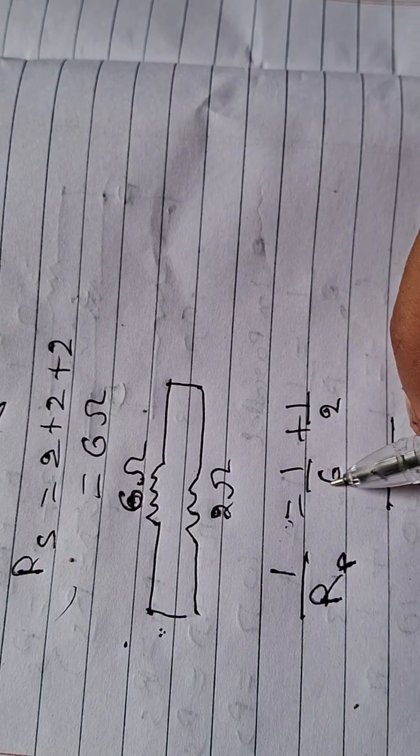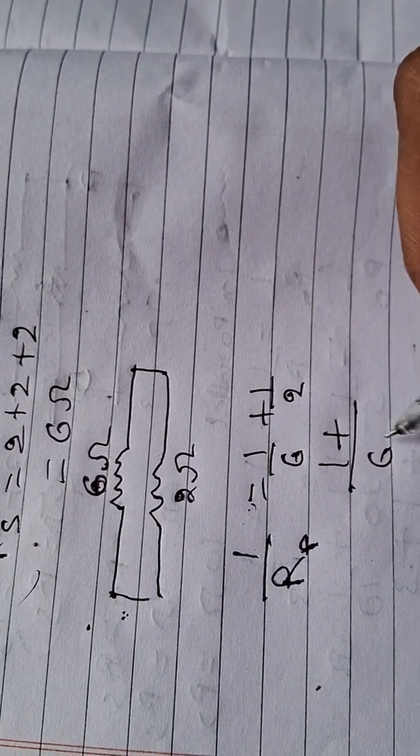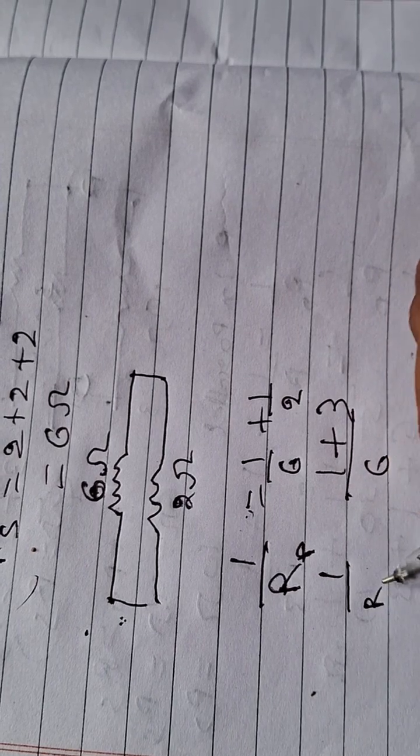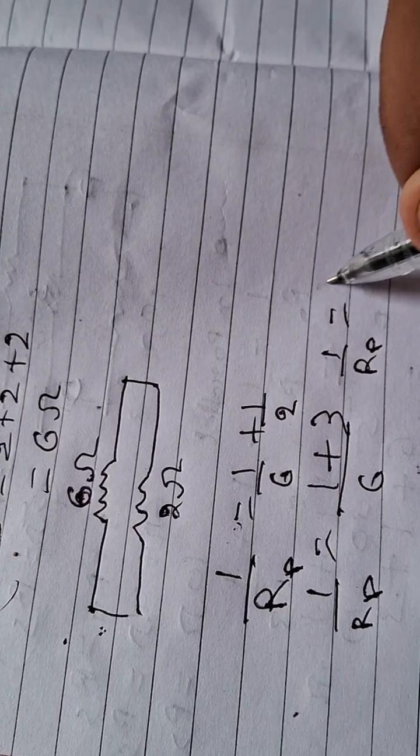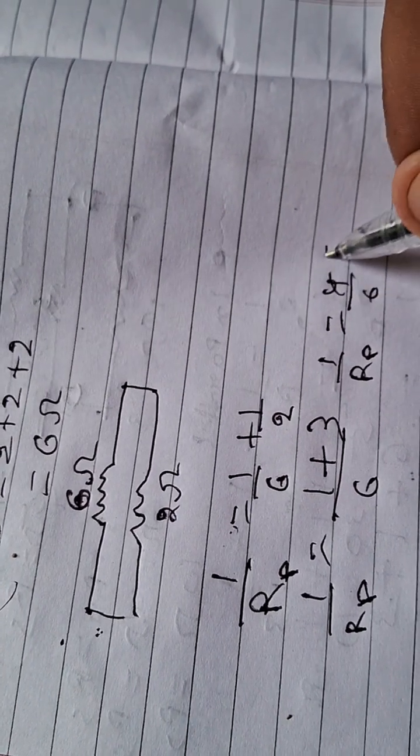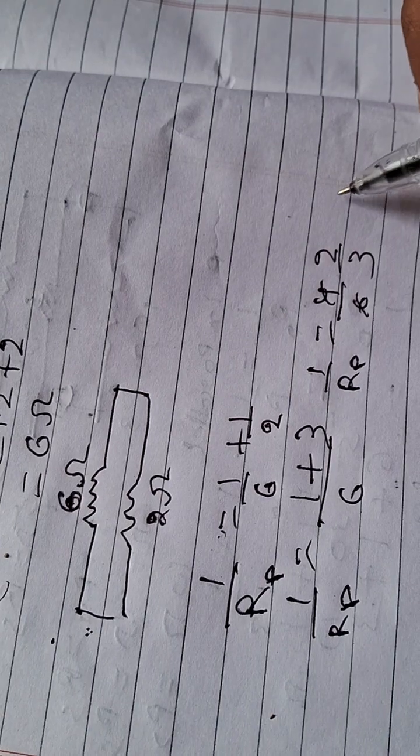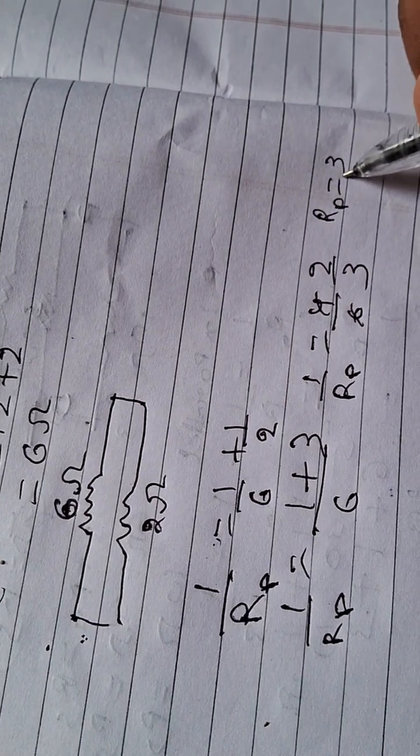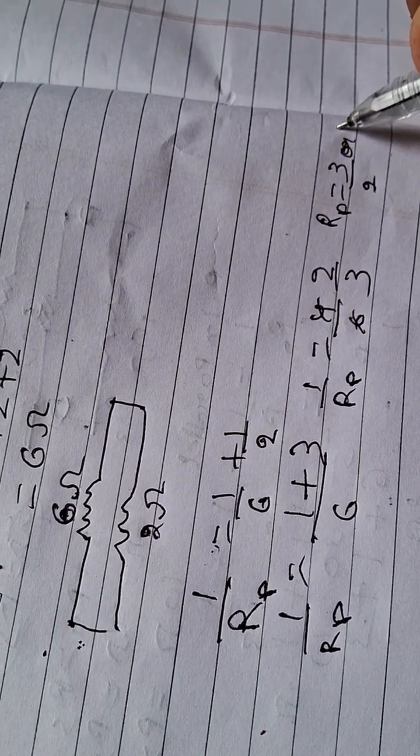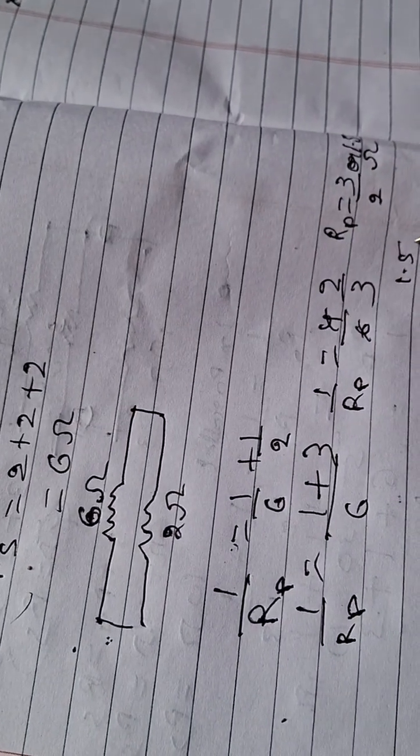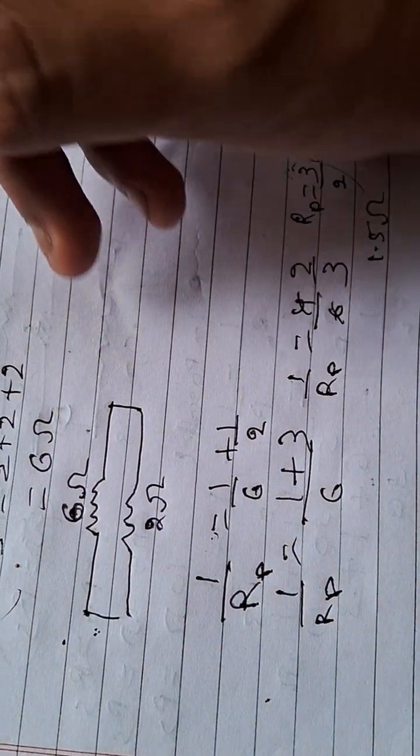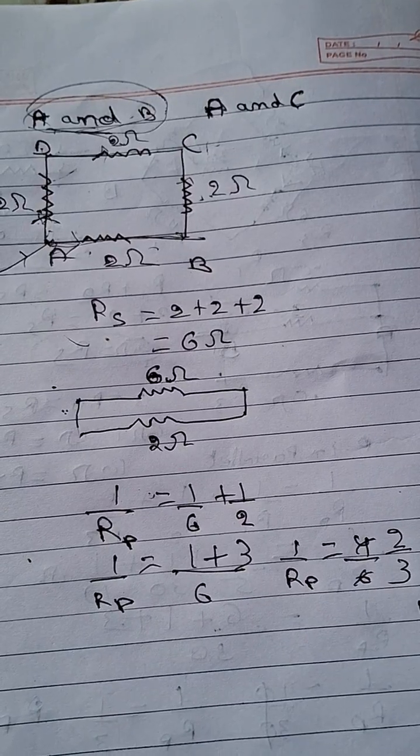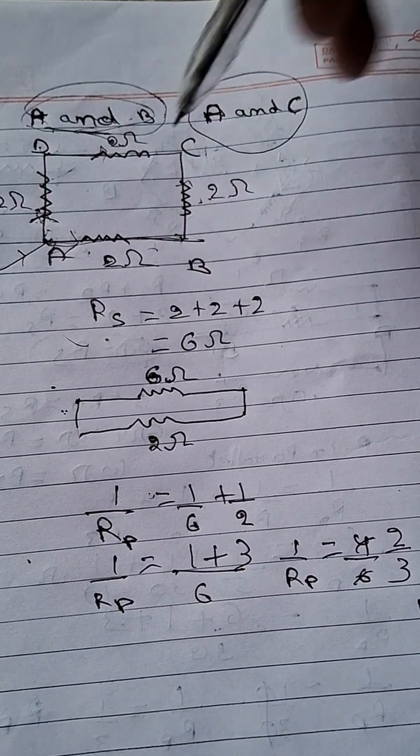Let us take 6 as the LCM. 1 plus 3, so 1 by Rp is equal to 4 by 6. 2 to the 4, 2 3 6. Let's reciprocate it: Rp is 3 by 2, or 1.5 ohms. Okay, 1.5 ohm is the answer for this question. You have to write it in decimal before the calculator, not accept it like this. Now take a screenshot if you want, because I am moving further to A and C.